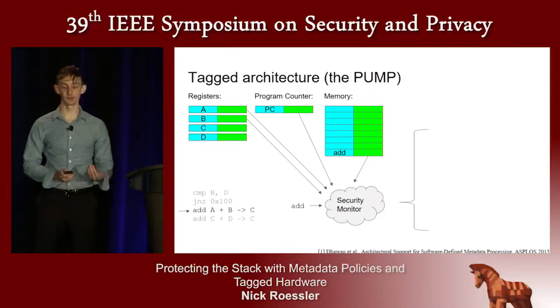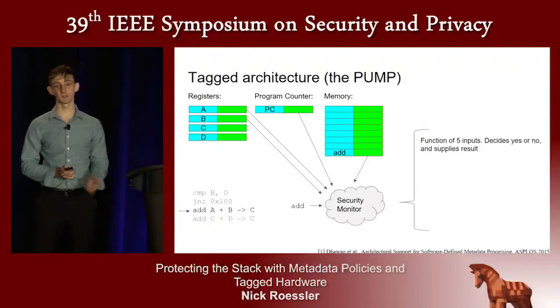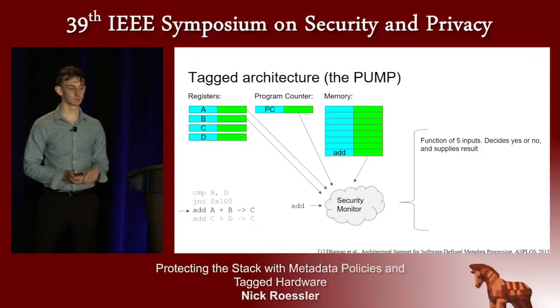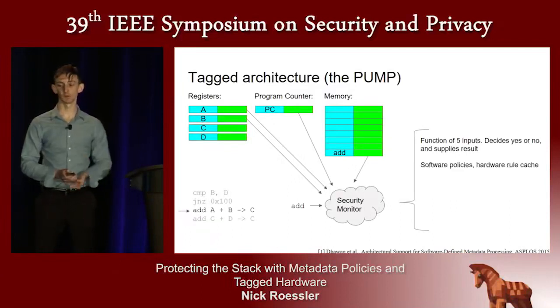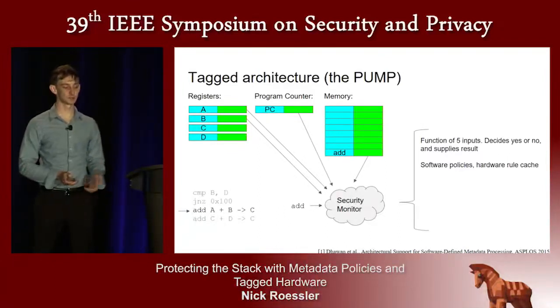In turn, the security monitor now computes a function of 5 inputs, which are the arrows shown, to decide if the operation should be allowed or not. If it decides yes, the operation should be allowed, it must provide a tag for the result of the operation, which in this case would go on the tag on register C. In our architecture and its corresponding programming model, policies are written in software. That is, the security monitor is just a program.